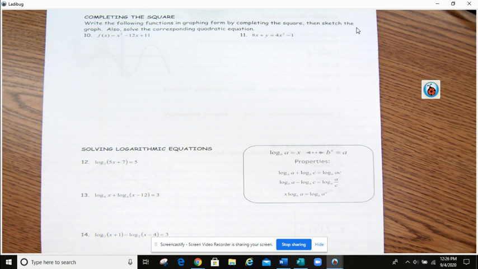All right, so we're going to start with just getting it in graphing form by completing the square. So if we're graphing, then we need that f of x or that y. So we're going to just leave that there.